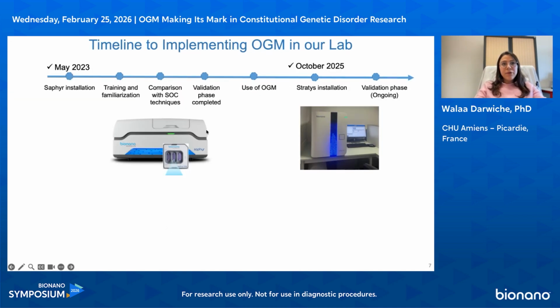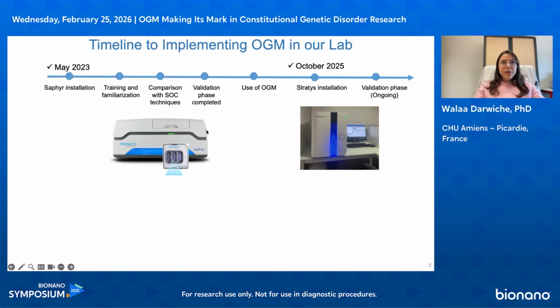We acquired the Sapphire system in May 2023, followed by installation, training, and familiarization with the assay over several weeks. We then compared optical genome mapping with standard of care techniques and completed the validation phase, which I will present today. We have been using optical genome mapping on a weekly basis since September 2024, and more recently, in October 2025, we installed the Stratus system, and its validation is currently ongoing.